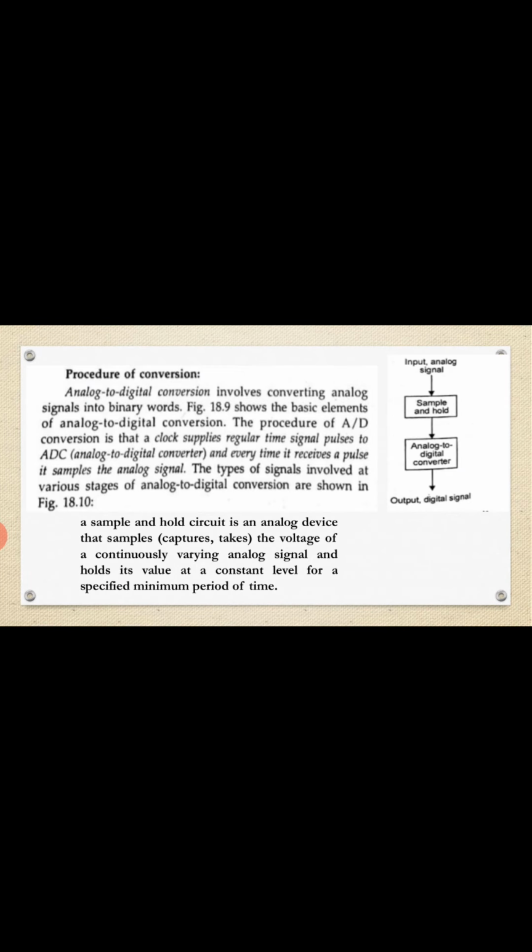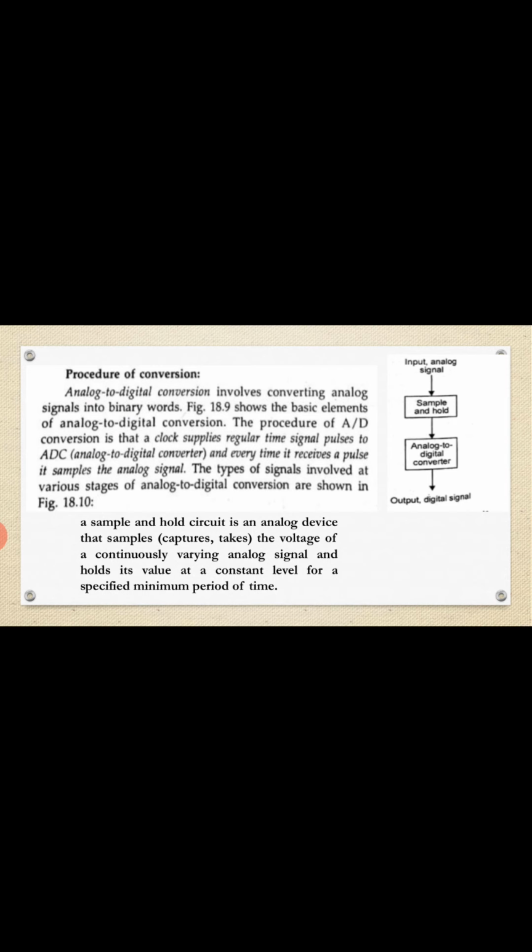This is the figure of waveforms. It shows the analog signal and sampled pulses. The second figure, B and C, is the sampled signal, and the sampled and held signal is shown in D. So the procedure of analog to digital conversion involves the sample and hold circuit, and that output is given to the analog to digital converter.